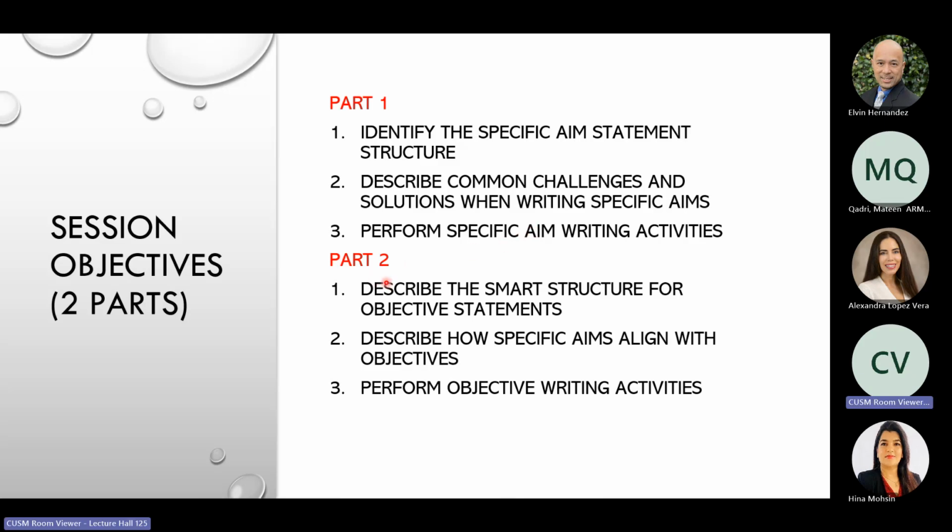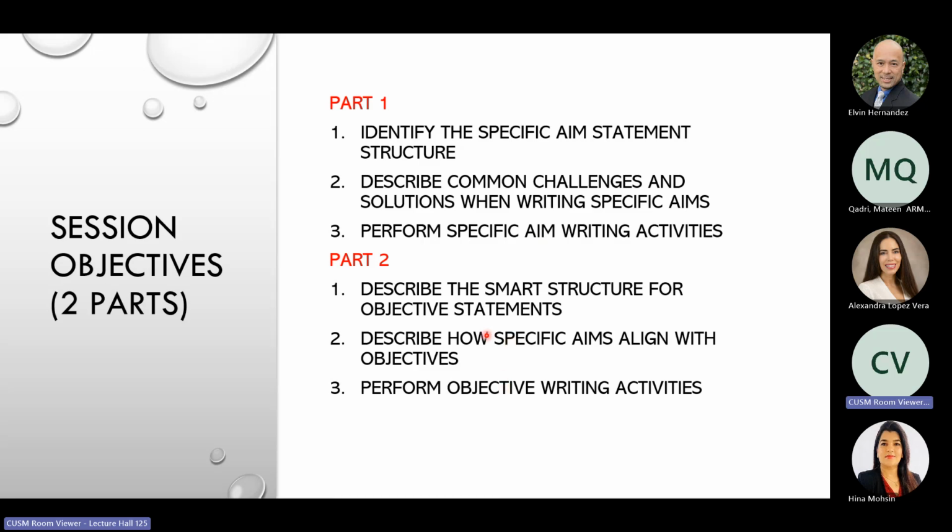I really want to be a resource for you, especially if you have specific questions about writing these particular statements. In terms of the second part, we'll use the last half of today's time, again, to talk about the SMART structure of writing objective statements. And I'm not talking about SMART, the word, not in terms of intelligence or intellectualism. I'm talking about the acronym SMART. We'll talk about how that helps us write very specific and very measurable objective statements. We'll also describe some specific aims and how they align to these objectives. And it's really not rocket science.